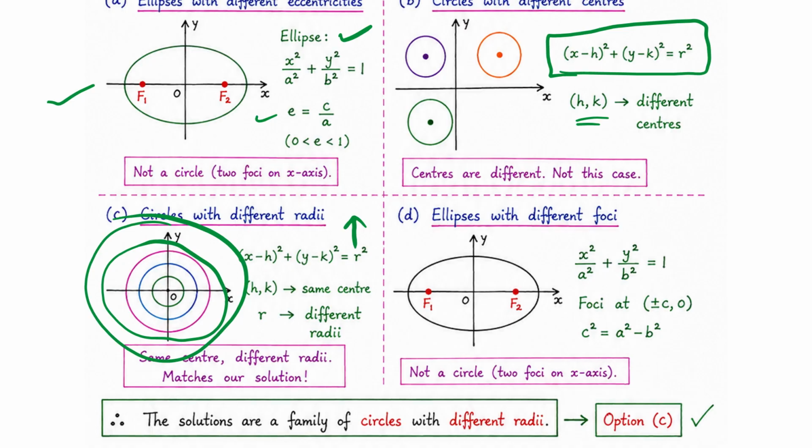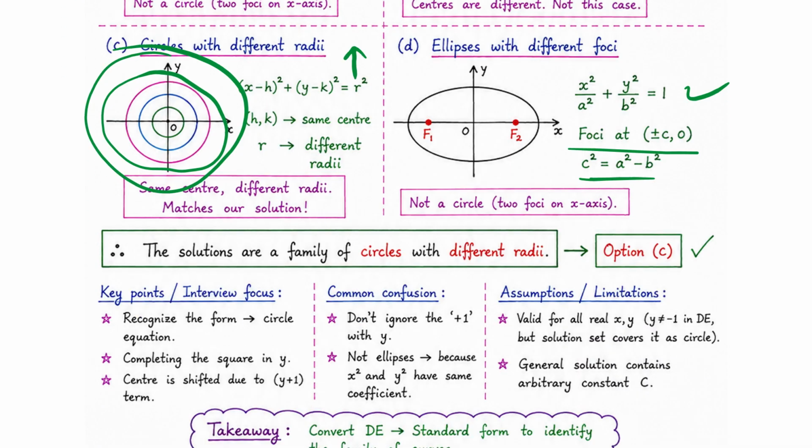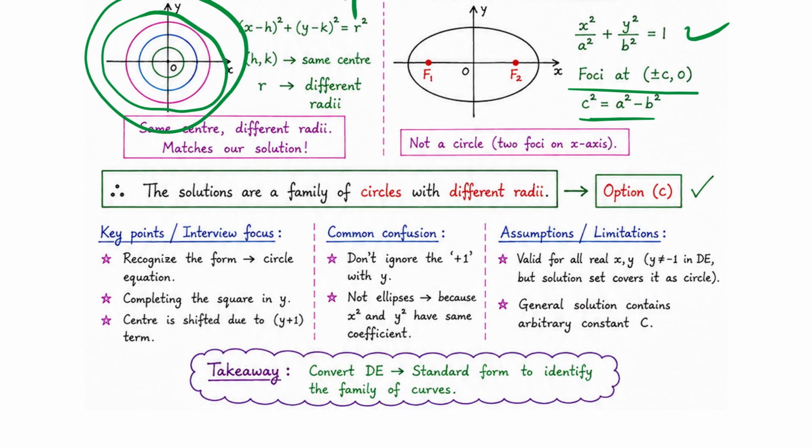Now for an ellipse, if the equation is like this, the foci are generally at plus minus c comma 0, where c squared is a squared minus b squared. So these are the four categories of what actually happens. From all this we came to know that it's a circle and the option will be C.